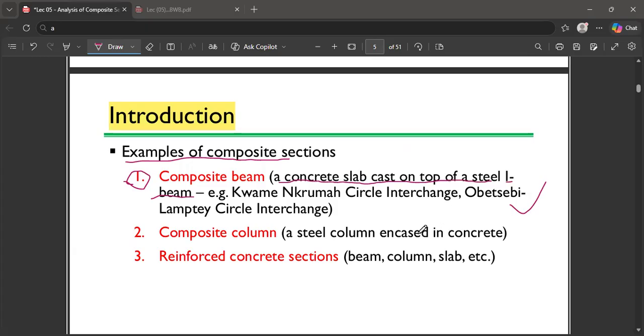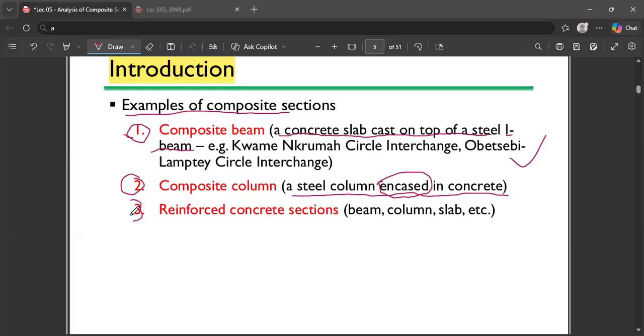As simple as that. So let's also look at the composite columns. It's just a steel column encased in concrete. The word is encased in concrete. And the third one we are going to look at over here is the reinforced concrete section. It will be beam, column, slab, etc. That is the reinforced concrete section.